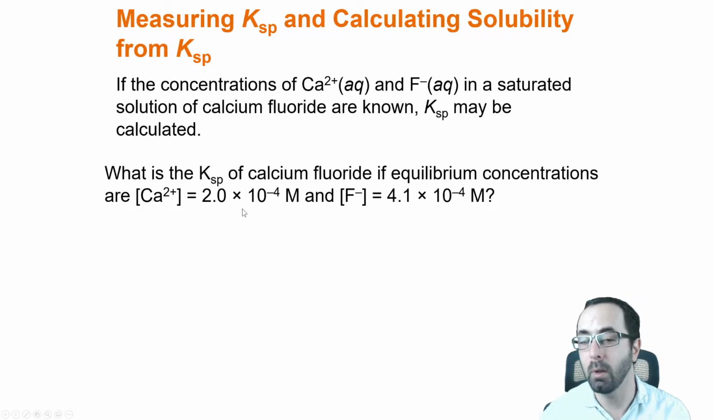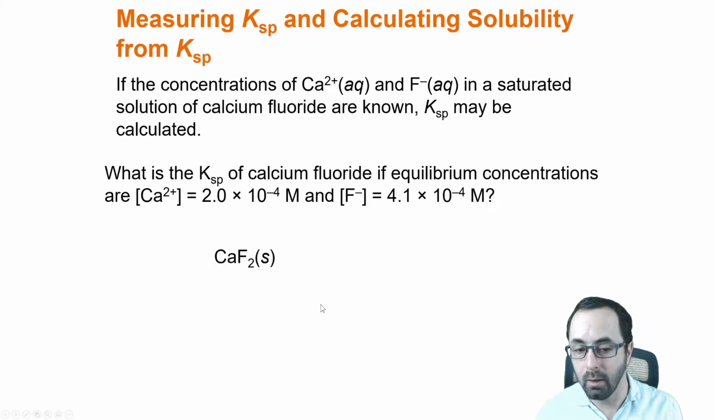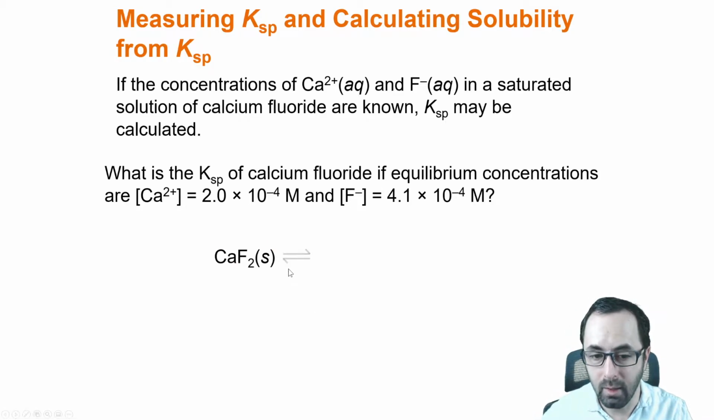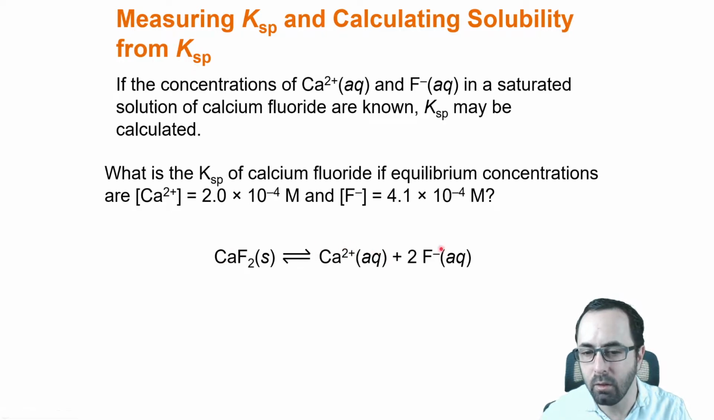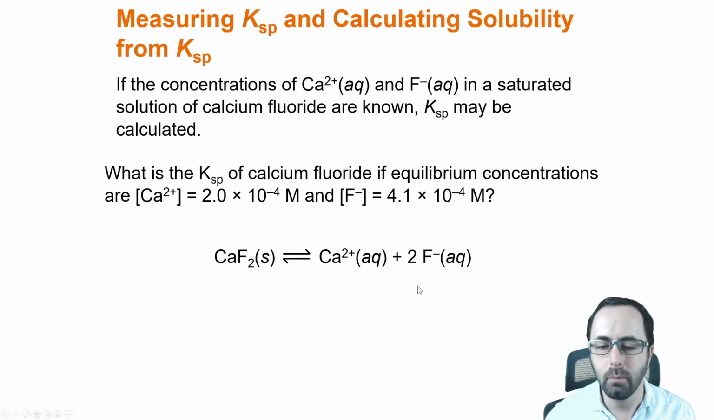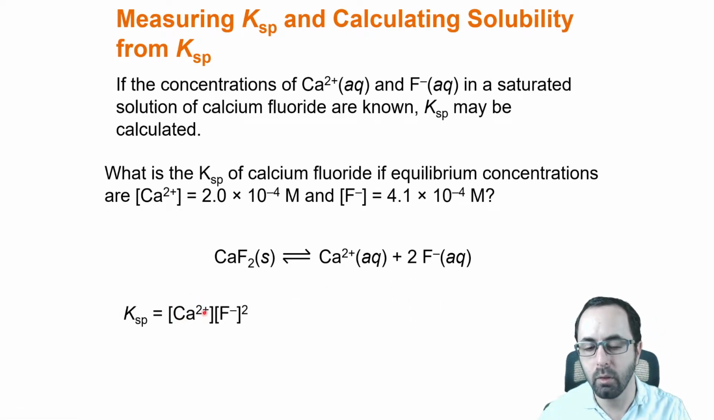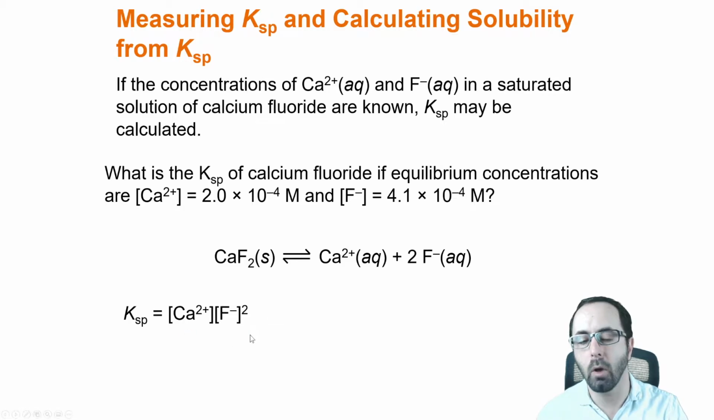So what is the KSP? If we dissolve as much of the solid as can dissolve in water, we get equilibrium concentrations of calcium of 2.0 times 10 to the minus 4, and fluoride of 4.1 times 10 to the minus 4. The reaction that's going on is calcium fluoride, solid, in equilibrium with its aqueous ions. We get one calcium 2+ ion from this, and two fluoride ions, which are -1 in charge. The K for this reaction is the calcium concentration times the fluoride concentration squared, and we do not include the calcium fluoride on the bottom because it is a solid.